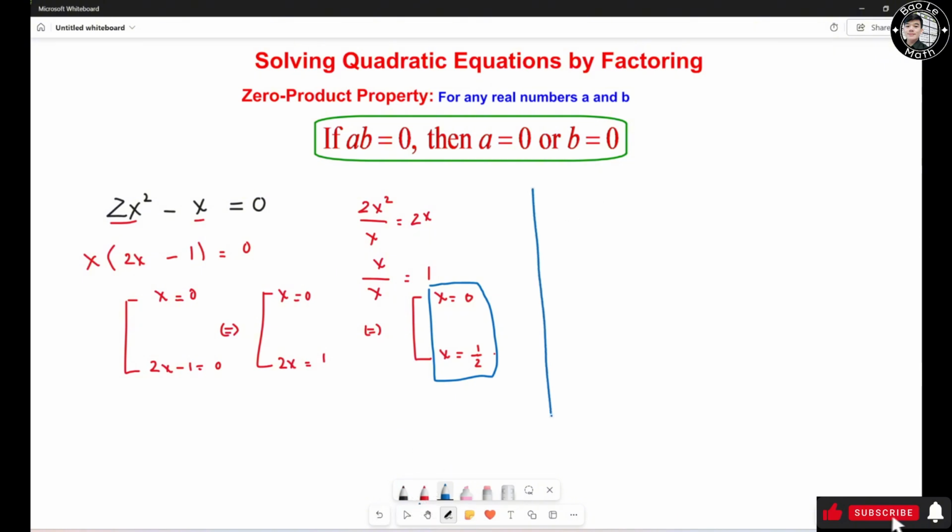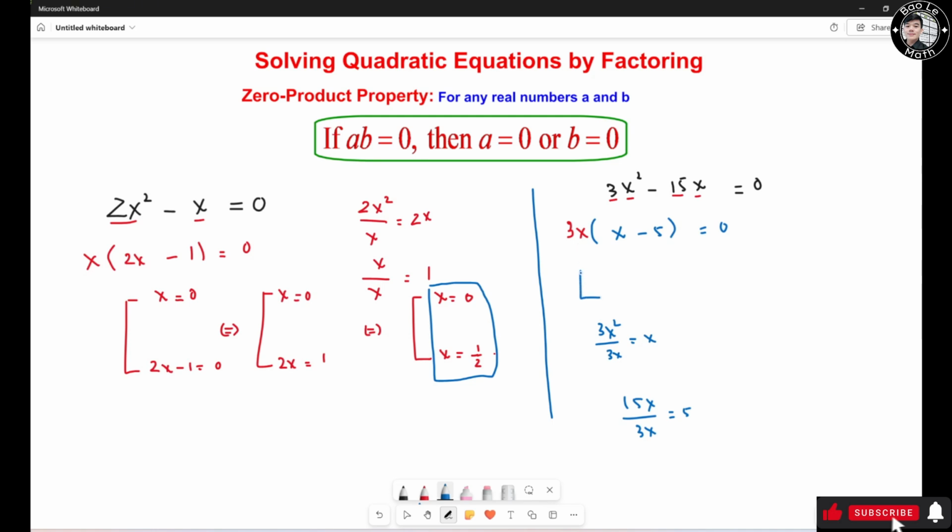Now let's take a look at the next example. So for example, if you have 3s squared minus 15s equals 0, what we're going to do is factor the GCF out. The GCF of 3 and 15 is going to be 3. The GCF of s squared and s is going to be s. Then we have 3s squared. We factor 3s out, so it's going to be s left. Now we have 15s. We factor 3s out, so it's going to be 5, minus 5 equals 0.